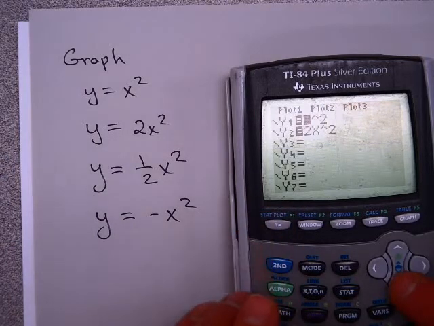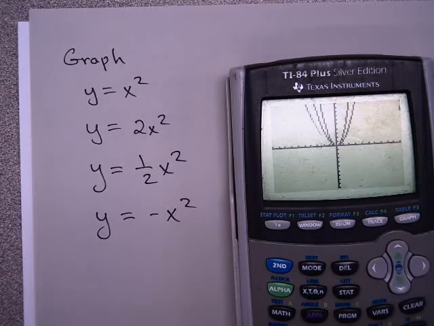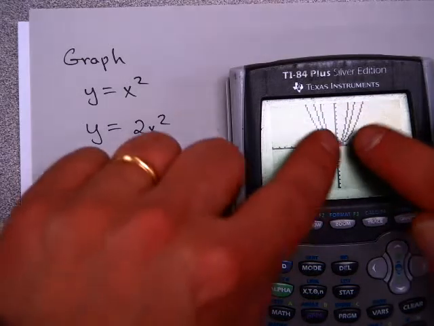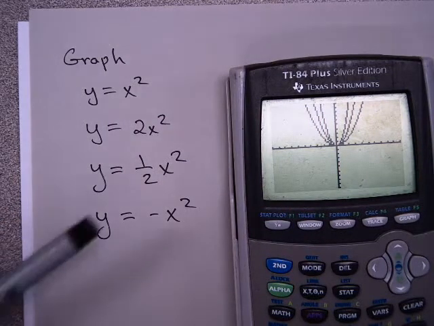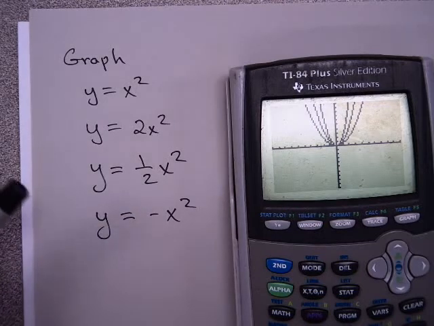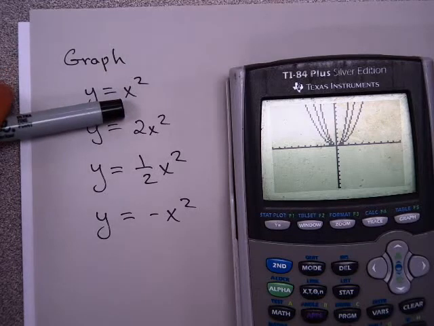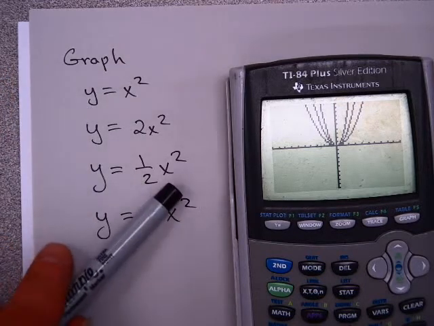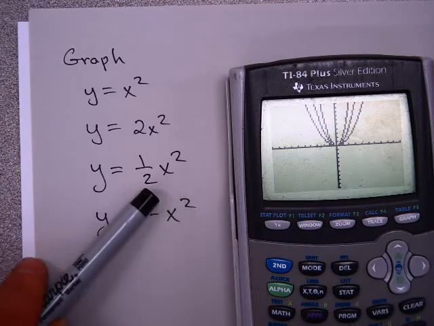What if the number is smaller than 1, like 1/2? 1/2 x squared. I'll put in here now and graph this. You'll notice that that's not going up quite as steep as x squared. In fact, it's going up half speed, if you want to think about it that way. If you plug in x equals 1 into y equals x squared, you get an answer of 1. If you plug in x equals 1 into y equals 1/2 x squared, you get an answer of 1/2. So it's less steep by a factor of 2.